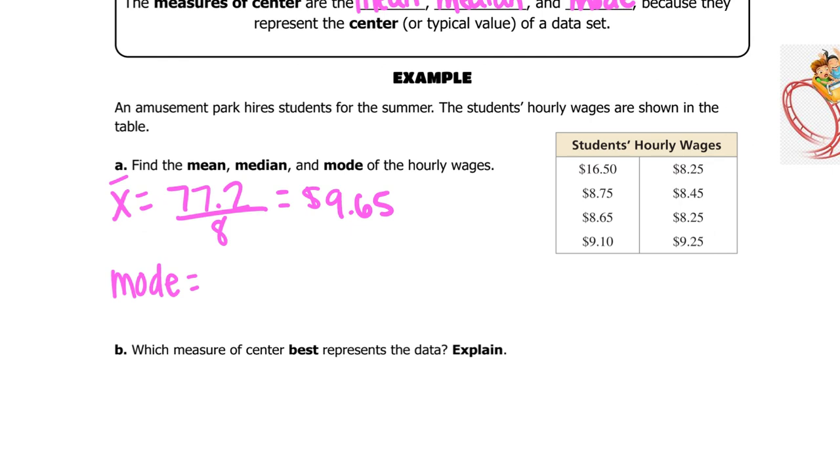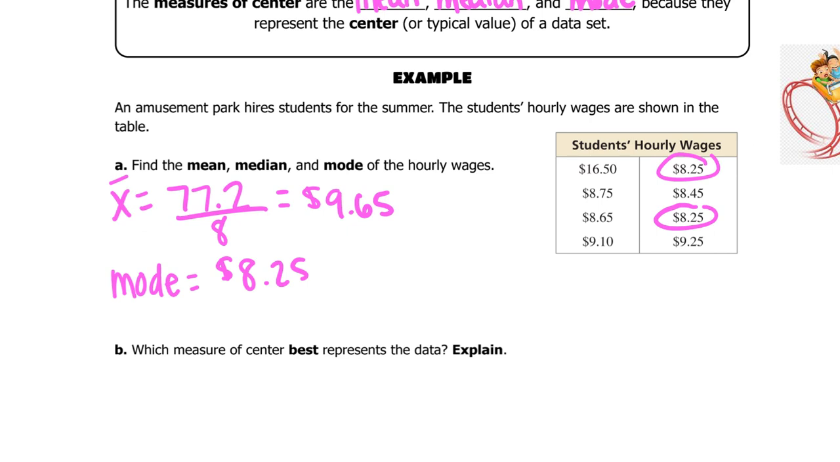Does any of them occur more than once? I'm not seeing, oh, nope, sorry. There are two 8.25s and then nothing occurs more than twice. So the mode would be $8.25.